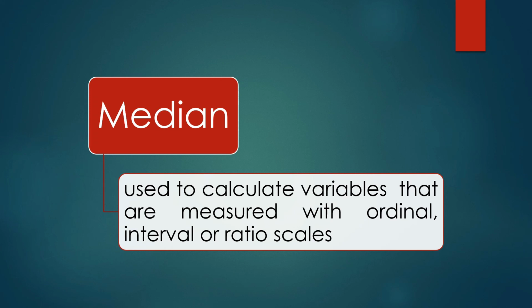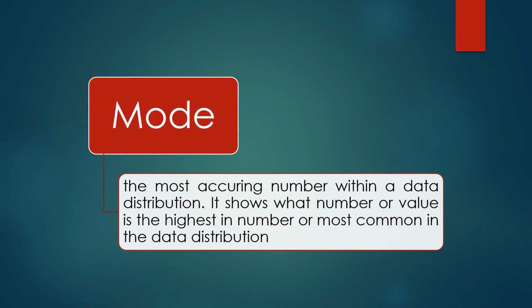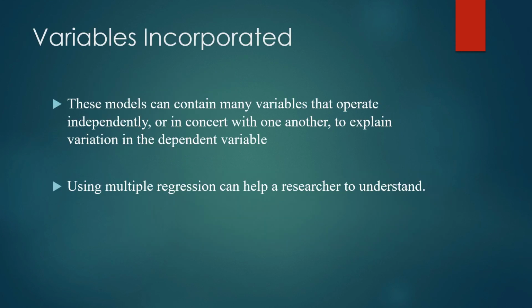Second is median. The median is used to calculate variables that are measured with ordinal, interval or ratio scales. And the last one is mode. The mode is the most occurring number within a data distribution. It shows what number or value is the highest in number or most common in the data distribution. The mode is used for any type of data.